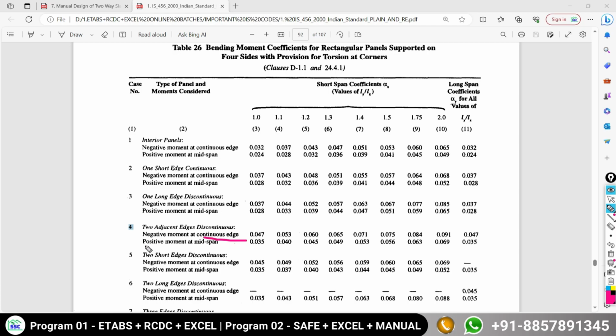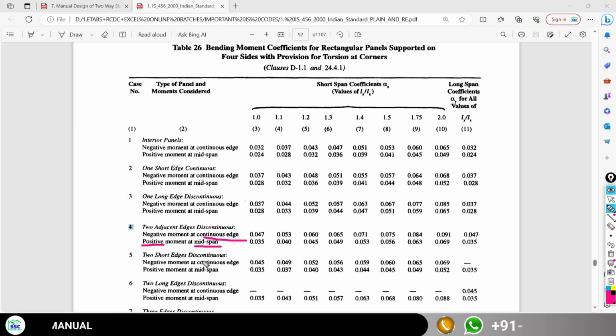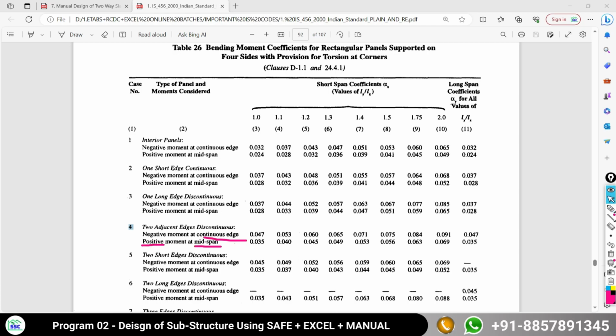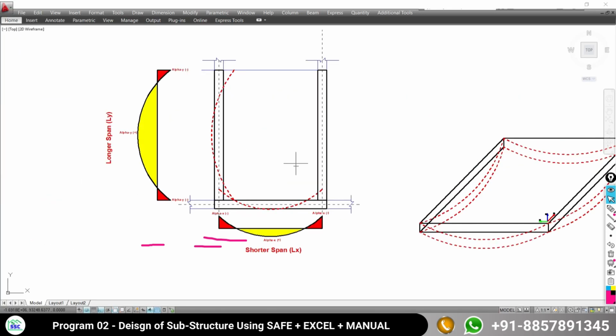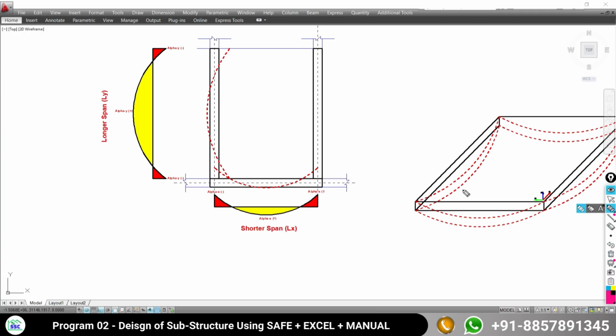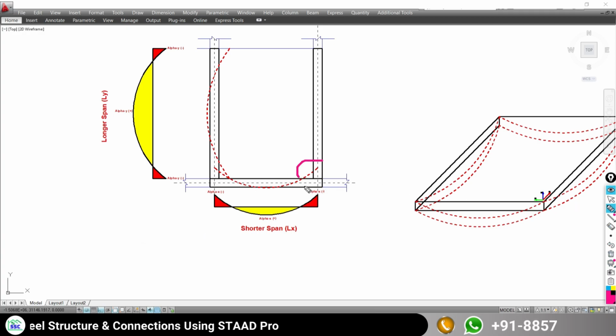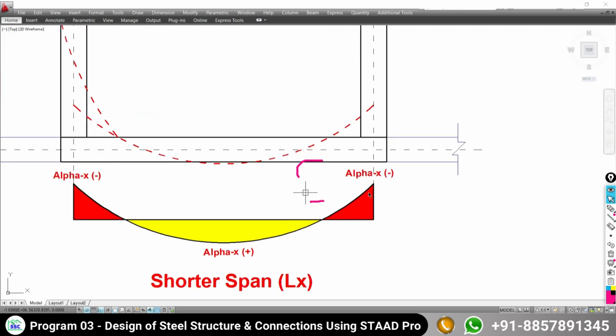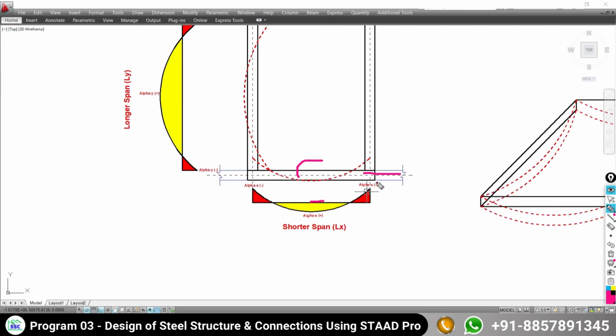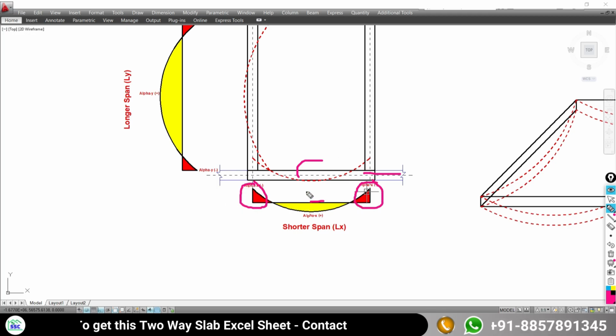for the negative moment at the continuous edge and positive moment at the mid of the span, as our proposed slab is the continuous type of slab. In case of the continuous type of slab, over the support there will be the negative moment. As you can see, the red color shows the negative moment because it is a continuous support. So it is going to experience the negative moment over the support. Here the negative moment, but at the mid of the span there will be the positive moment.